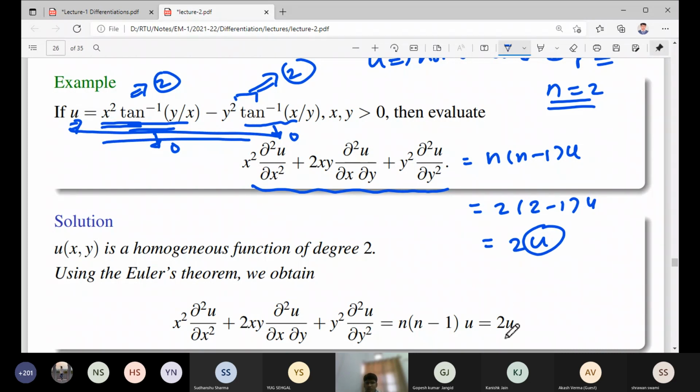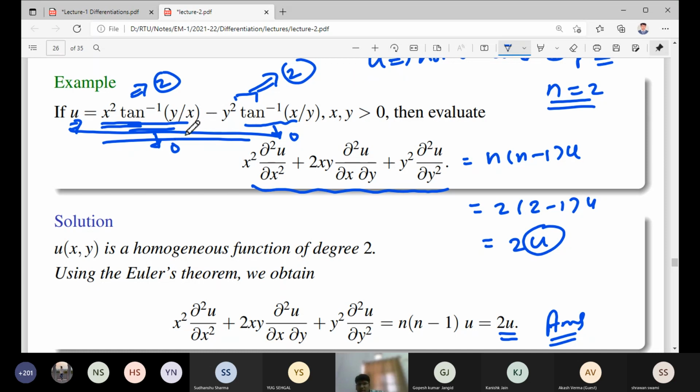Right. So you can easily find the value of such type of relation with the help of Euler's theorem for the given homogeneous functions. No need to find the partial derivatives of second order here. If you know the statement of Euler's theorem, then you can directly find its value with the help of Euler's theorem. But if you don't know the statement, then in that case, what will you do?